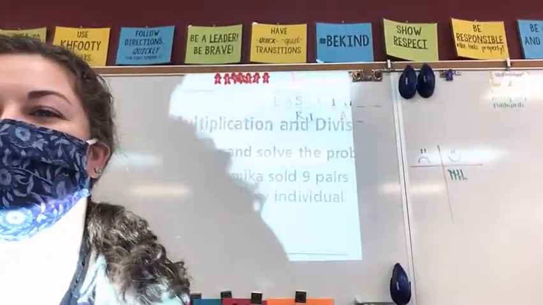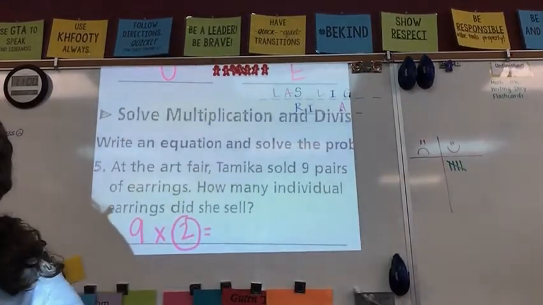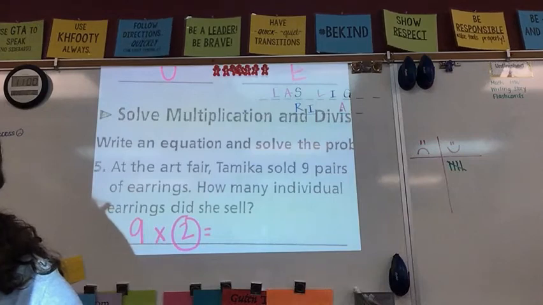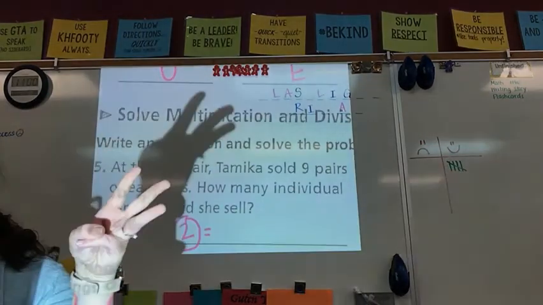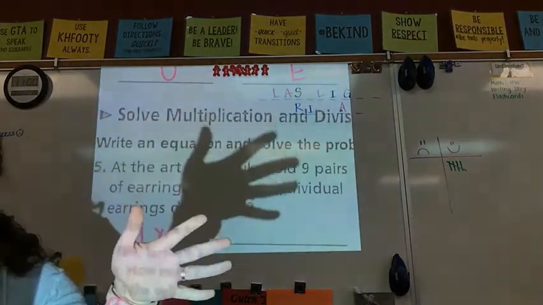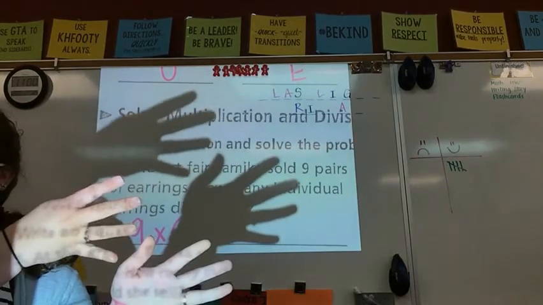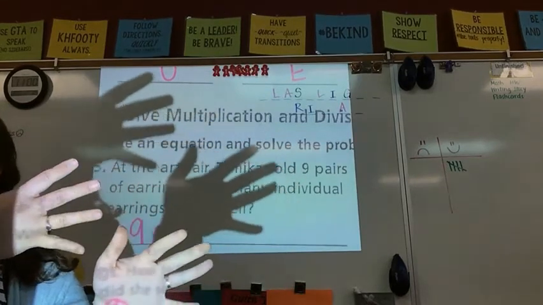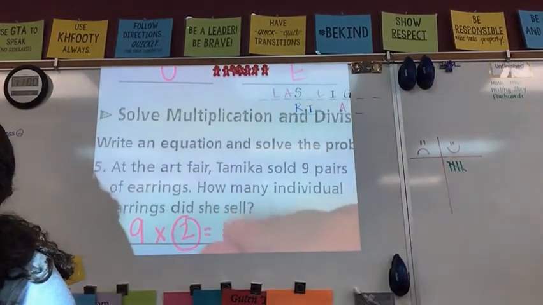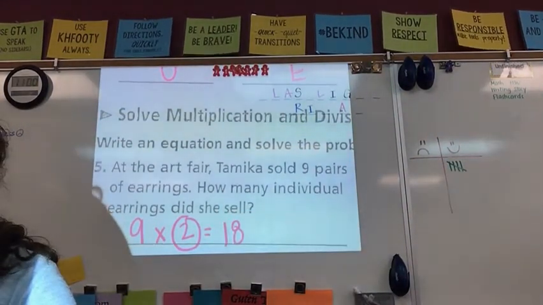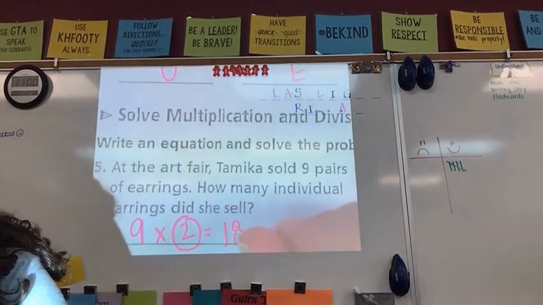For this one, since it's a 2's fact, 9 times 2, let's go ahead and count by our 2s. How many times will I do it? 9 times. Ready? 2, 4, 6, 8, 10, 12, 14, 16, 18. So 9 times 2 is 18. 18 pairs of earrings. 18 earrings.